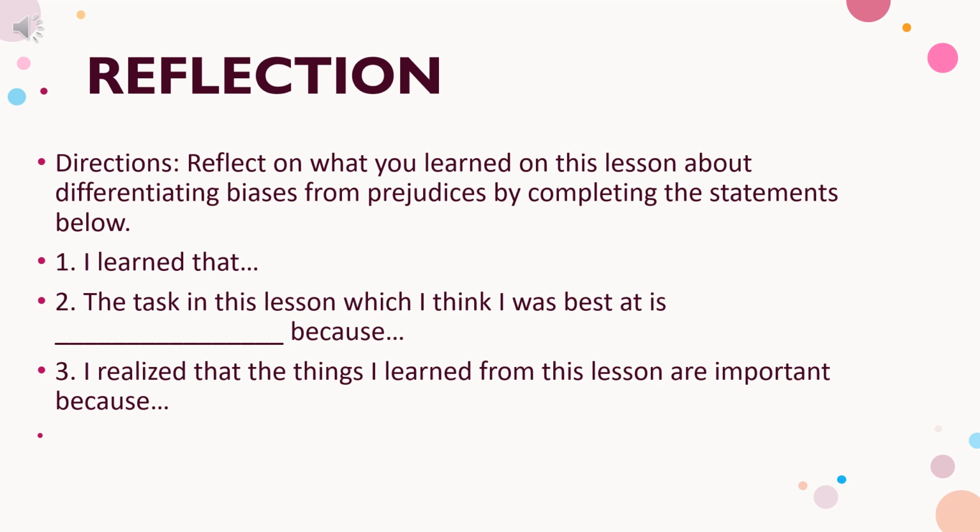Reflection part, directions. Reflect on what you have learned in this lesson about differentiating biases from prejudices by completing the statements below. Number one, I learned that biases are blank and prejudices are blank. Number two, the task in this lesson which I think I was best at is blank because blank. And number three, I realized that the things I learned from this lesson are important because they will help you in validating the information that is being presented to you. Okay, so only number three will be answered by me and the rest will be answered by you. So that would be all for the reflection part.